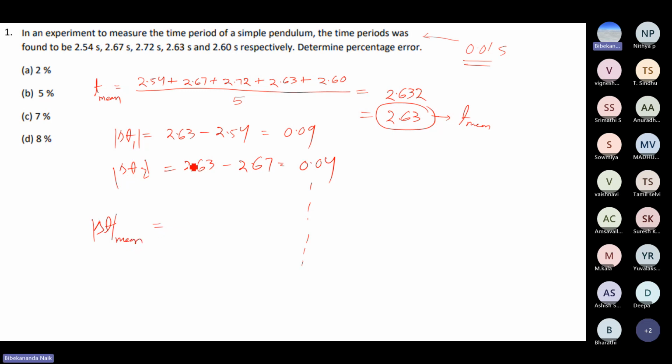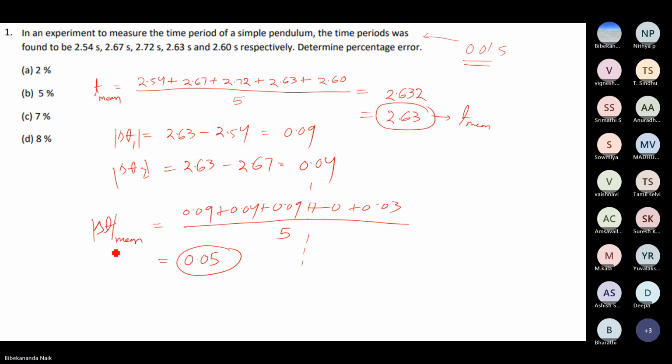Then this delta T mean will be 0.09 plus 0.04 plus again 0.09 plus 0, since 0.60, and then the fifth reading is 2.60, so it will be 0.03, divided by 5, the number of readings. So it will give us 0.05. So this is delta T mean and this is T mean.